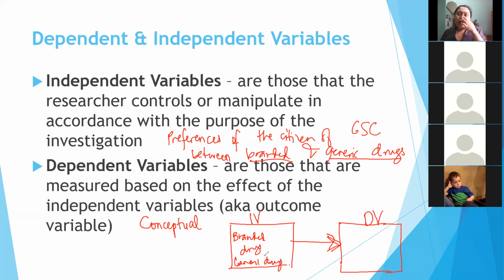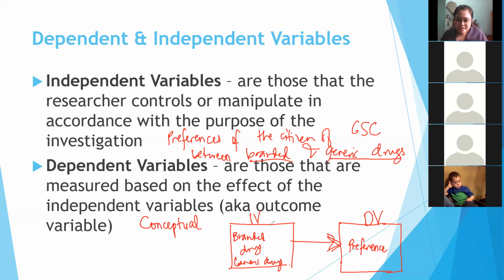So ang gina-measure nato dinhi kay preferences. Therefore, ang result an outcome variable man gud. Outcome variable si dependent variable. So ang outcome ana syempre ang ilahang preference. So, ingana mag-identify og independent ug dependent variable.